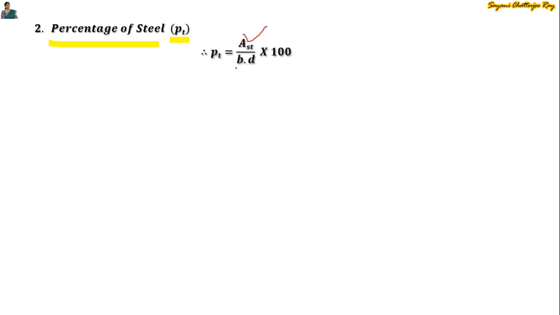The next one is percentage of steel, and it is designated by PT. The percentage of steel in RCC sections means the area of the steel expressed as the percentage of total area of concrete. So PT equals to area of the steel, that is AST, divided by B into D. B is the width of the section and D is the effective depth of the section, multiplied by 100, because PT is expressed in terms of percentage.